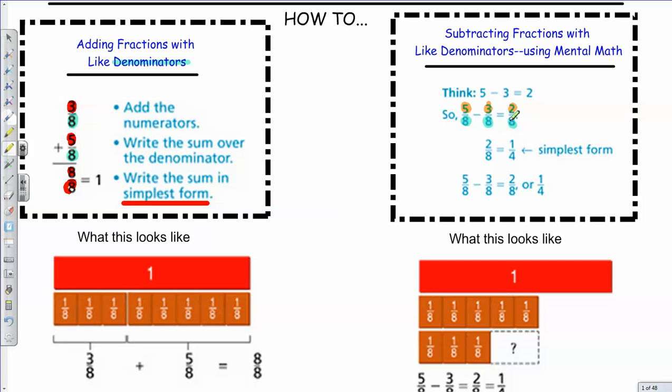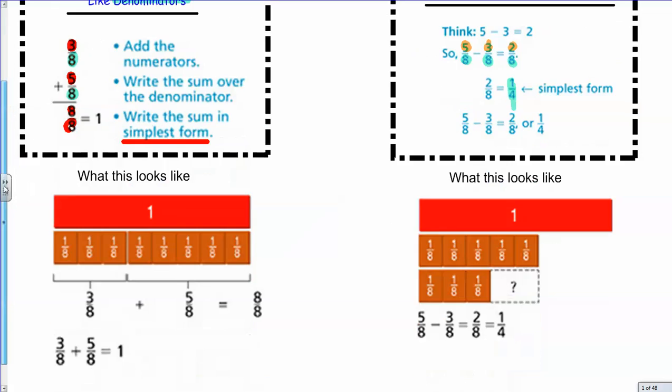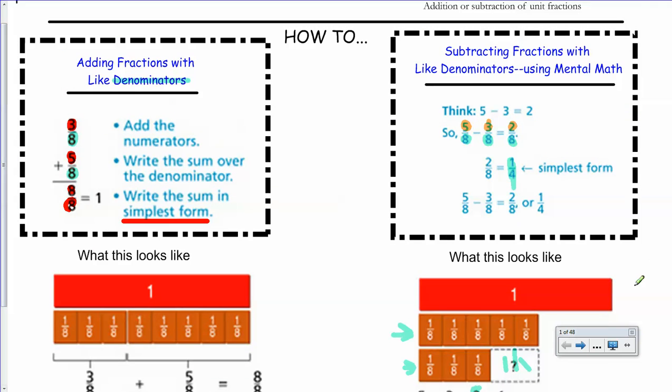And again, my last step that I always do when I'm writing with fractions is I always write my answer in simplest form. So 2/8 can be reduced to 1/4. So 1/4 is my final answer. And again, if I look down here at my fraction tiles, I see that this is what I start with right here. I start with 5/8 and I subtract 3/8. How many more tiles do I need to get to 5/8? Well, you can see I need 2/8. 2/8 reduces to 1/4.